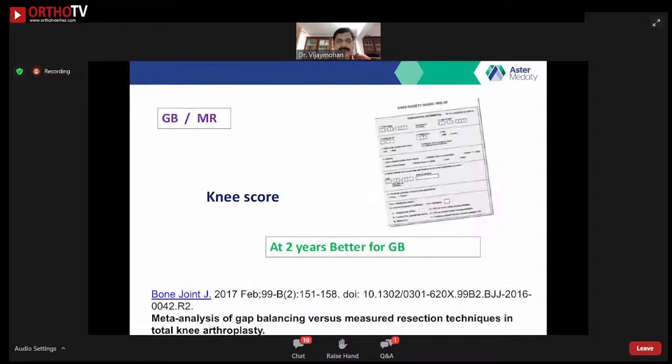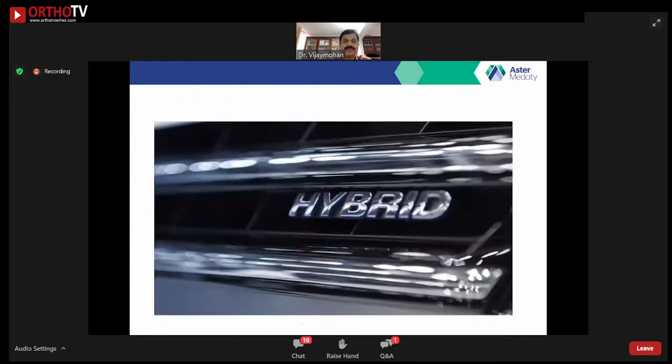And there is a study which compared the knee score, and it has come out that at 2 years it is slightly better than gap balancing, but in long-term results, it's the same for both. So what now? As you said, if you look at any instrumentation, as a junior surgeon starting out, you have to go strictly according to the principles. If you're doing a gap balancing implant and instrument, you go strictly according to that. But if you're doing a measured resection, you go strictly according to that.